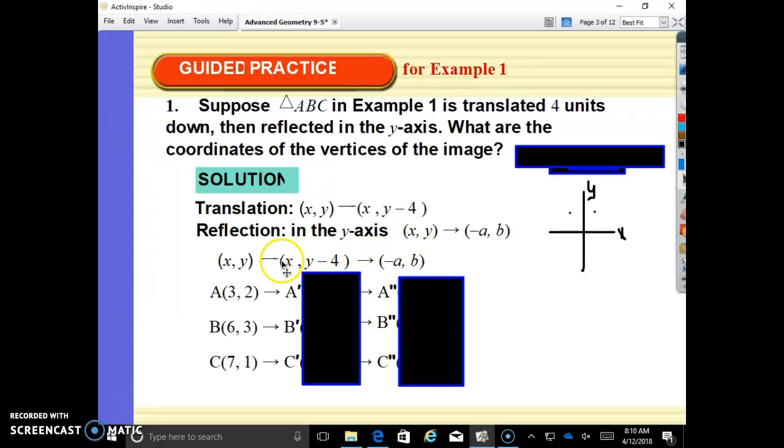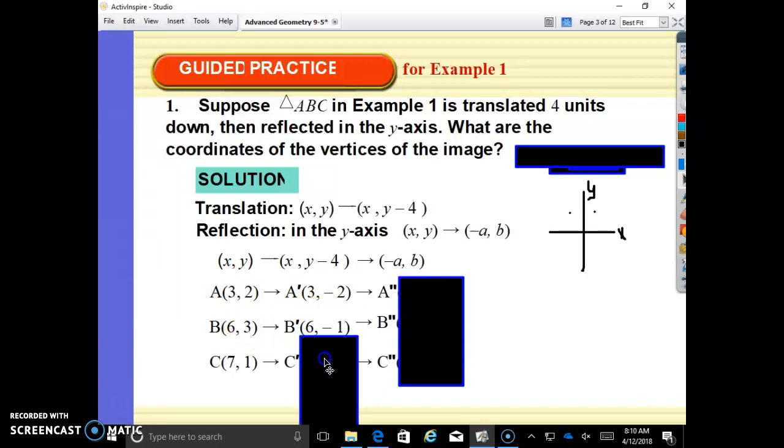All right, so all I'm doing is taking my y values and subtracting 4. 3 stays the same. 2 minus 4 is negative 2. 6 stays the same. 3 minus 4 is negative 1. 7 stays the same. 1 minus 4. What is 1 minus 4? Good job, negative 3.